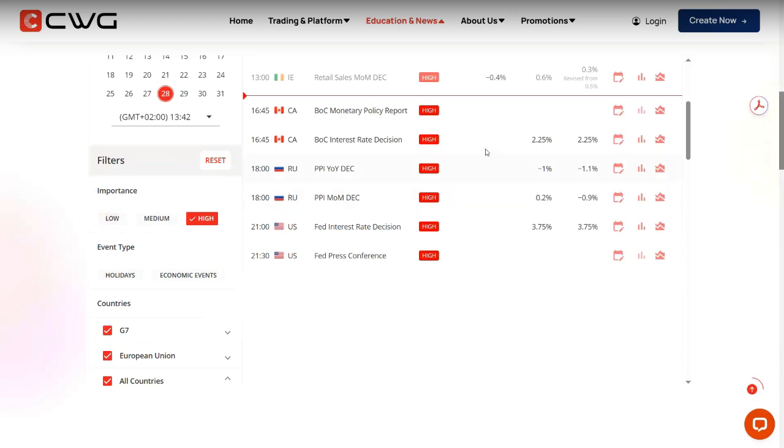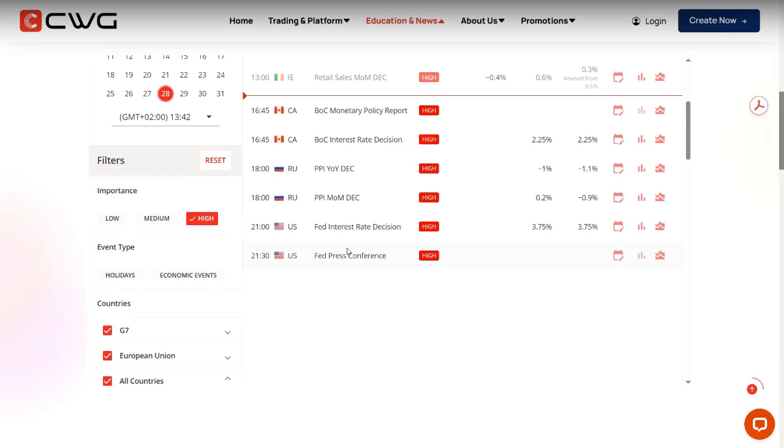As we can see here, we have our CAD Bank of Canada monetary policy report, as well as our Bank of Canada interest rate decision, which will have a high probability to have a significant effect on the Canadian dollar and create potential high volatility on the Canadian dollar. And then later on tonight, we have high impact news on the US dollar, where we've got our Fed interest rate decision and our Fed press conference.